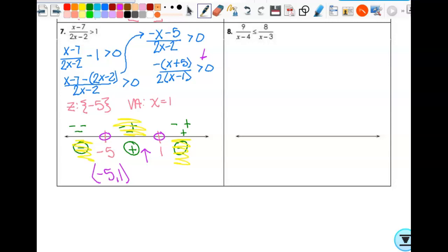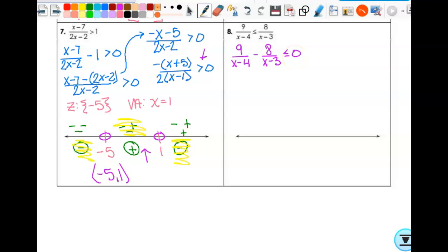All right. So let's look at number 8. Can I start finding zeros and asymptotes right here? No. I have to have a 0 on one side legally. Now, in this case, really, it doesn't matter which side you move it to, but I think more of us probably naturally move things to the left, so we'll move it to the left. So I get 9 over x minus 4 minus 8 over x minus 3. That's less than or equal to 0.